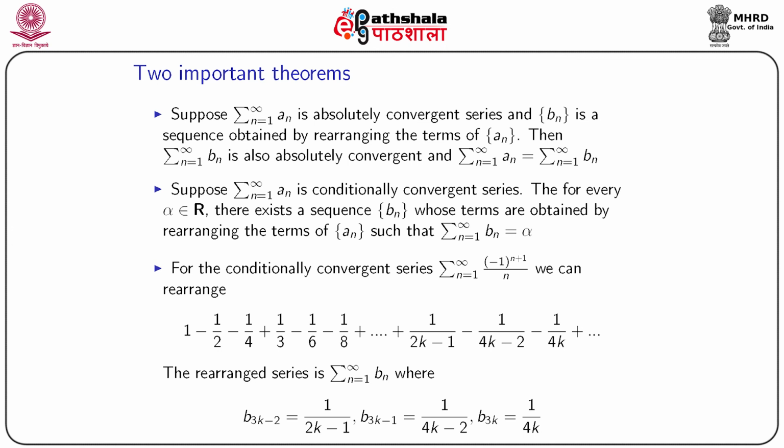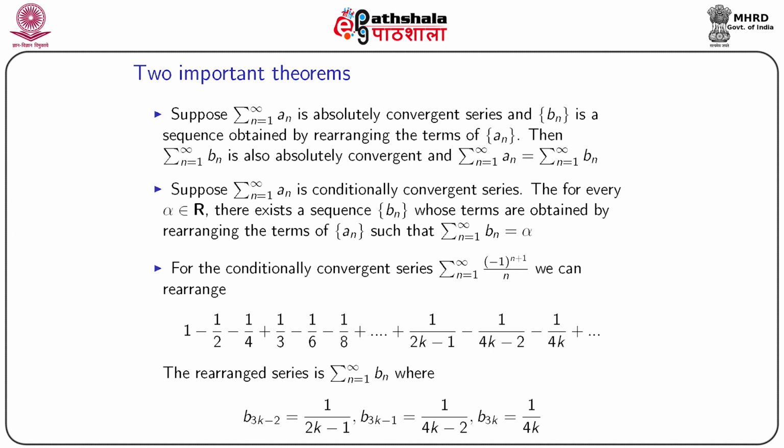If the sum over an is absolutely convergent, then the sum over n from 1 to infinity of an will be the same as the sum over n from 1 to infinity of bn. So if we have an absolutely convergent series and after rearranging we get a new series, then the new series will also converge.